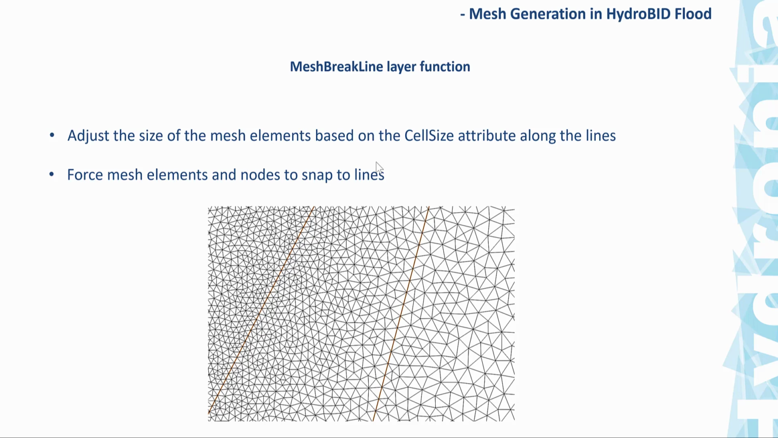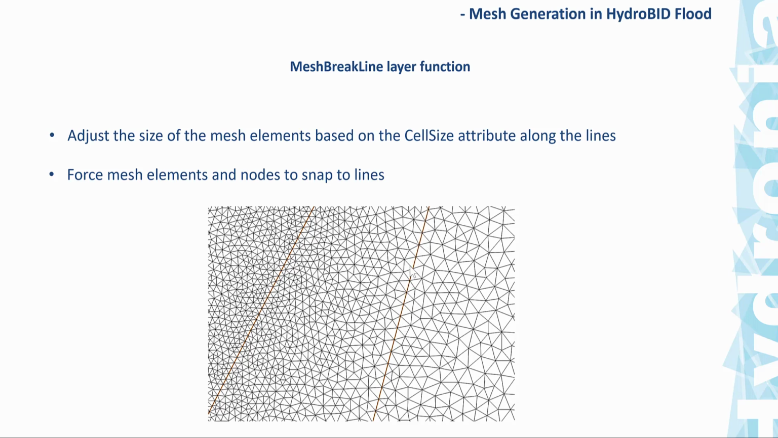So the third modifier layer that we're going to be using is the mesh breakline layer. And the mesh breakline layer includes polylines as well, in the same way that the mesh density layer included polylines. The mesh breakline also includes polylines, but in this case it forces the mesh to conform to the line.